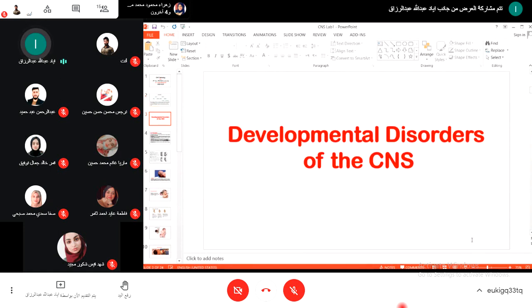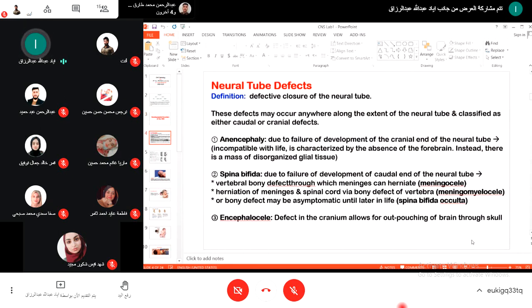Let us start with developmental or congenital anomalies of the central nervous system. I am going to talk about neural tube defects. Neural tube defects refer to a group of disorders, not a single disease. There is a group of disorders characterized by defective closure of the neural tube.